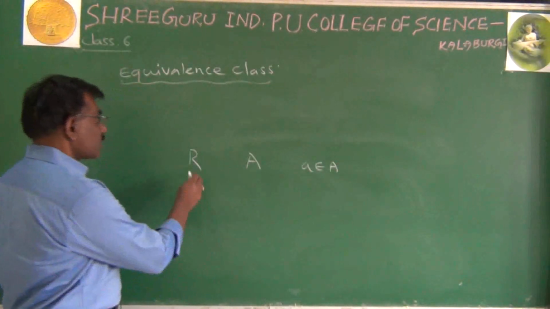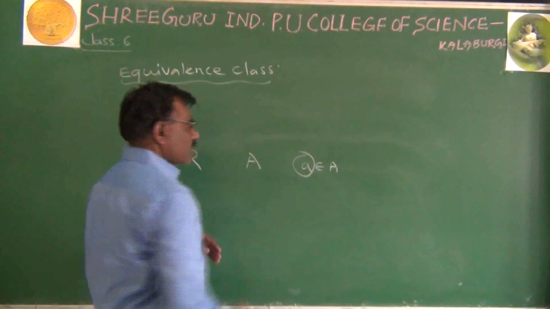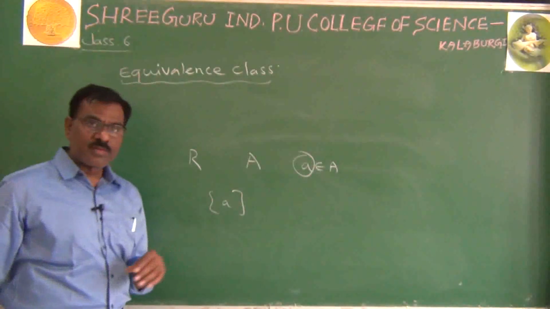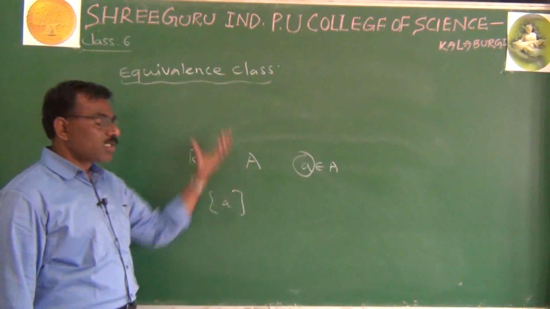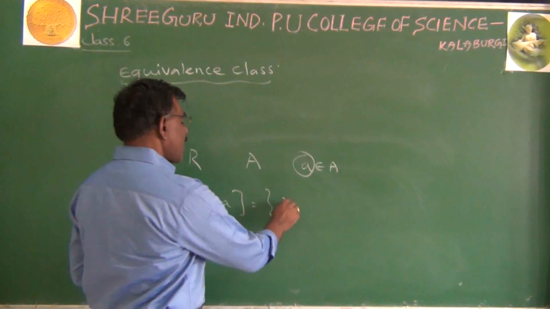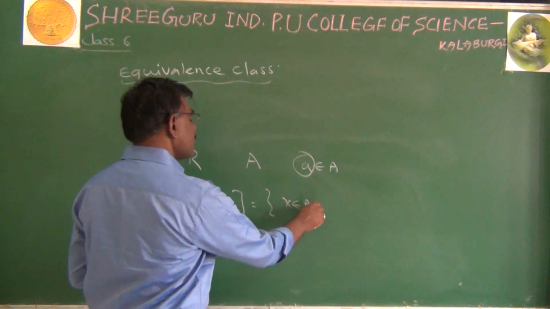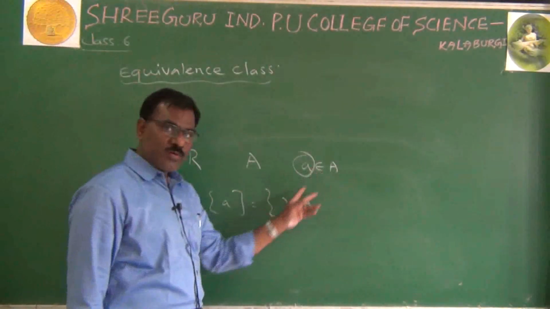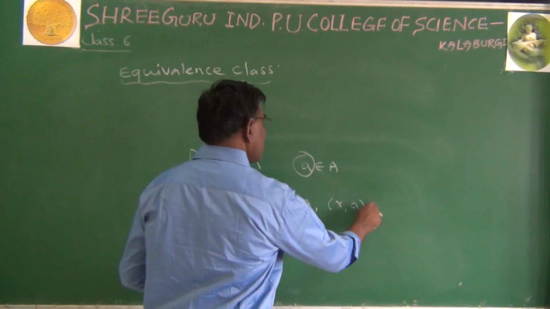So what is the equivalence class denoted by? The equivalence class of a is denoted by this symbol, just like the greatest integer symbol, but it is not the greatest integer; it is called the equivalence class. The equivalence class is defined as {x : x belongs to A}. Some element x you have to select, such that (x, a) belongs to R.